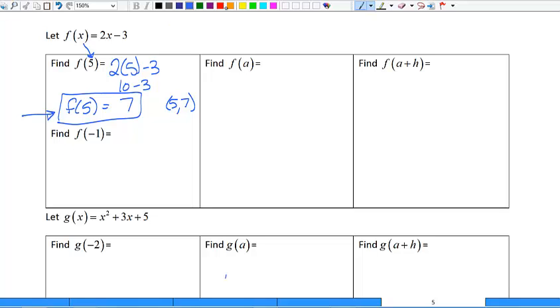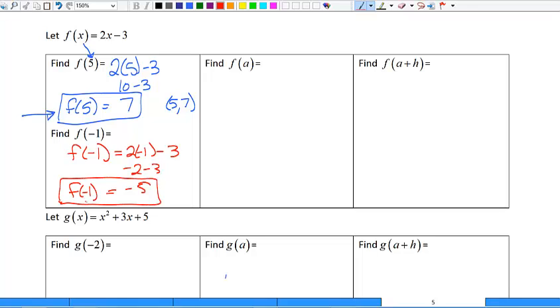So I'm going to do this again, but this time I'm plugging in f of negative 1. Every time I see an x, I'm going to plug in a negative 1, and then I'm going to evaluate. Negative 2 minus 3 is negative 5. So f of negative 1 is equal to negative 5. Notice I plug in a value and I get out a value.